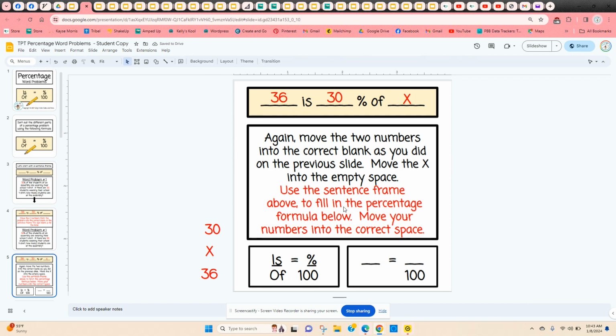At the bottom of the slide, we're going to use this sentence frame in order to place the numbers in the formula. So is would be this first number, 36. Of would be the x that we don't know yet. And then percentage over 100. And students can see that 30 over 100 is the same as that percentage of 30%.